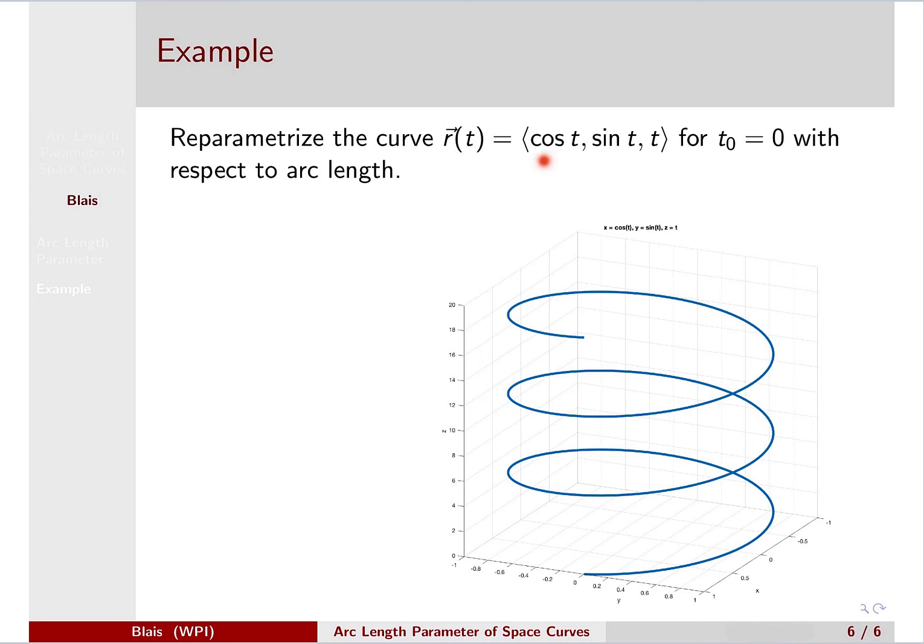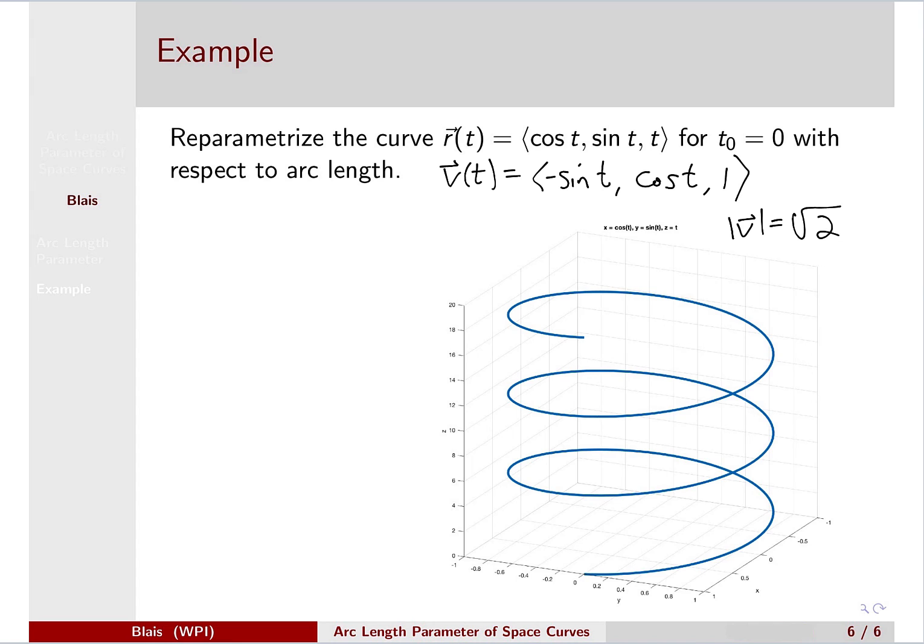r of t is cosine of t, sine of t, t. And we'll start with t naught equals 0. And we want to reparameterize this curve with respect to arc length. So first, we need our velocity vector, which we know is minus sine of t, cosine of t, 1. And the magnitude of this velocity vector is root 2, as we derived in the previous lecture.